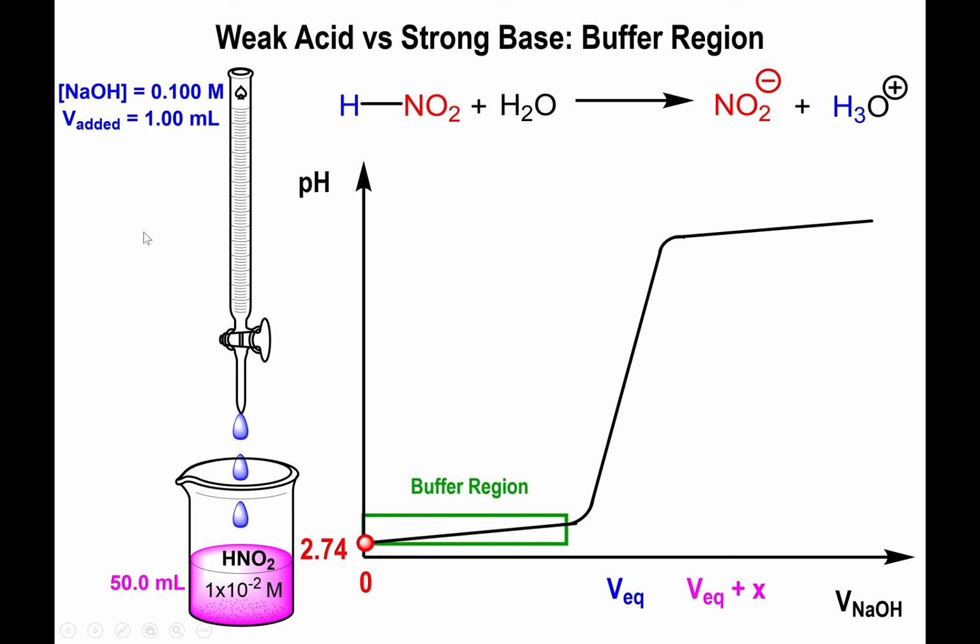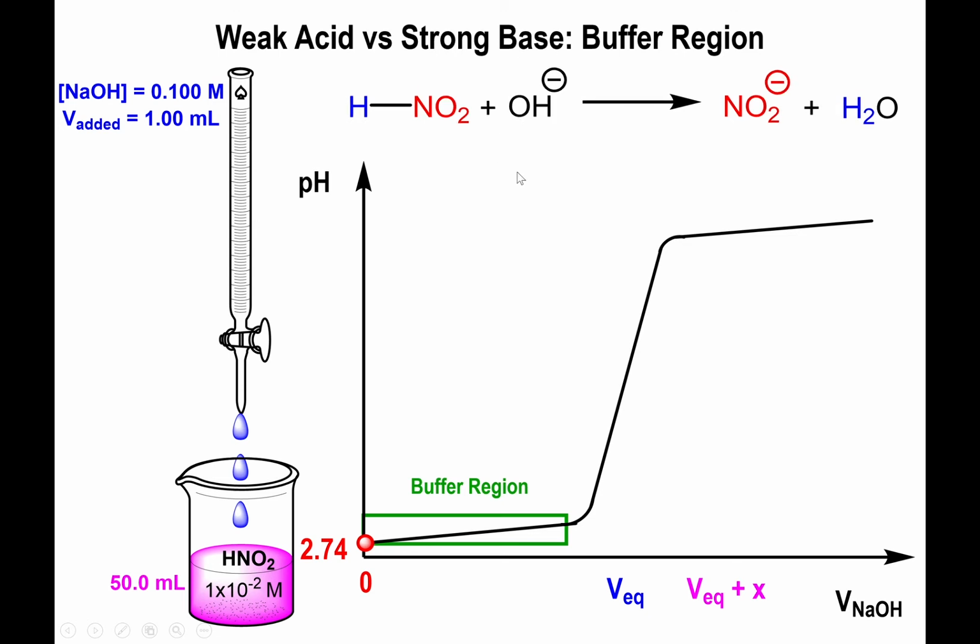Alright, and the idea is this. The moment you add sodium hydroxide, water is no longer the best base present in solution. The best base, the moment you add hydroxide, is hydroxide itself. So HNO2 will no longer want to react with water, it will want to react with the best base, which is hydroxide. And so you have to change your equation ever so slightly. HNO2 reacting with hydroxide will still generate NO2 minus, but the hydroxide will now generate water, no hydronium.